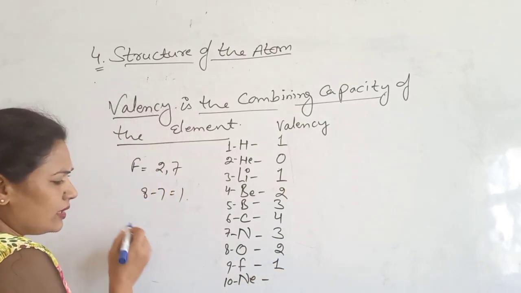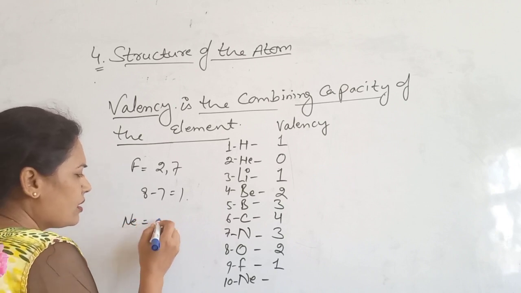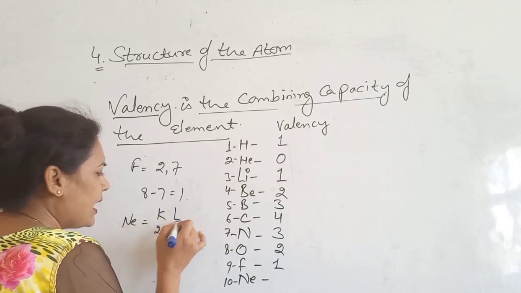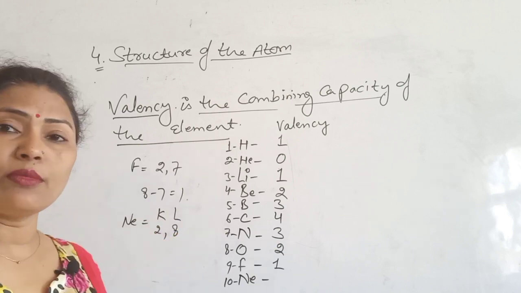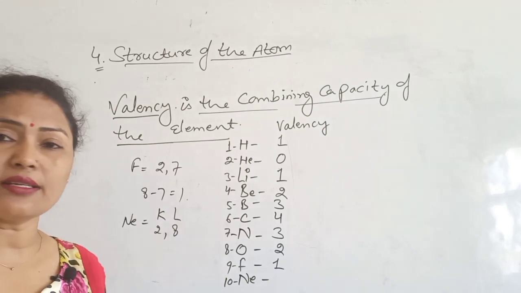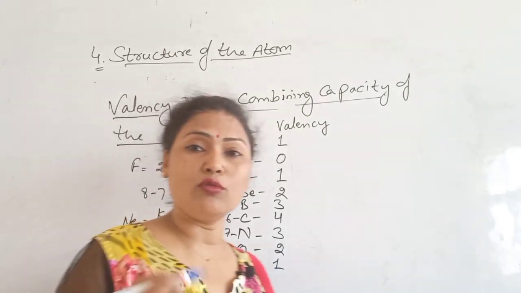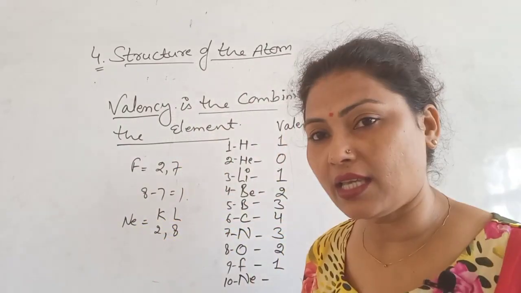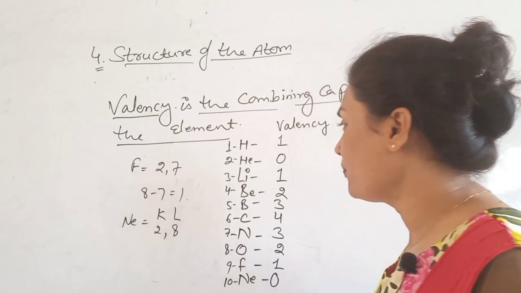Next, the last one is neon. So we can write the electronic configuration of neon. K shell contains 2 electrons, L shell contains 8 electrons, and the maximum number of electrons that can be present in L shell is 8. So there is no need of gaining or losing electrons. So its valency is 0. So the valency of neon is 0.